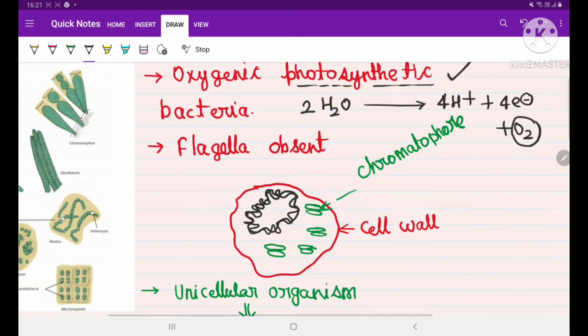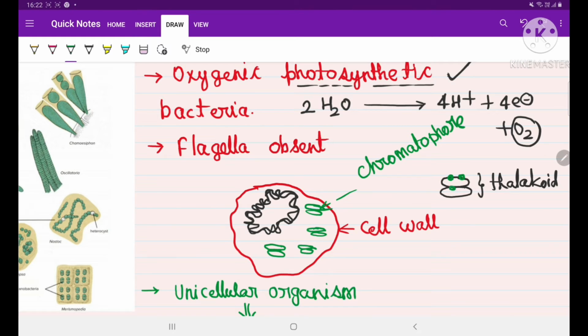They don't have flagella, they have a cell wall like other prokaryotes, and they have a structure called chromatophore. The chromatophore is unique, making cyanobacteria different from other prokaryotes. How? Because this chromatophore is a membranous structure, and this membranous structure is the thylakoid membrane. Like plants have thylakoids, they also have thylakoids, and in this thylakoid the chlorophyll pigment is present.